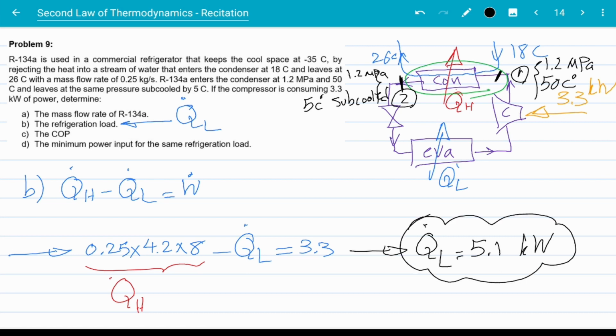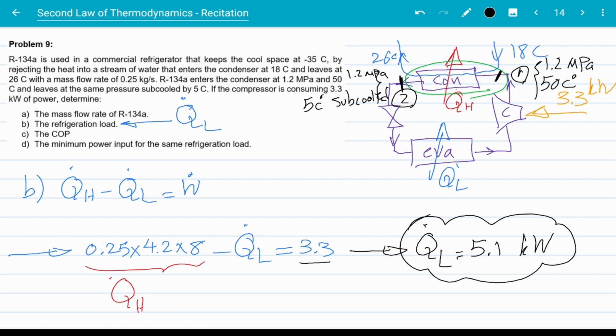Now this was super easy. You just need to know that for a cycle, all the heat coming in minus all the heat going out is equal to the work. That's what we got here. Q dot H minus Q dot L is equal to W dot. Now Q dot H, we found it from part A. It is equal to the change of enthalpy of the water stream. So that's the equation. Q dot L is the unknown, and W dot, the problem says, is 3.3. Plug in numbers, we found 5.1 kilowatts worth of refrigeration load.